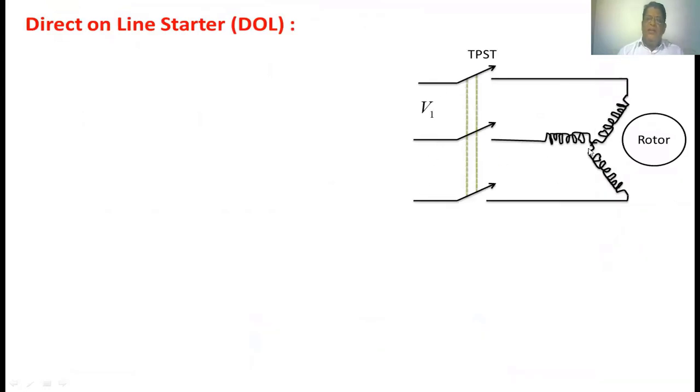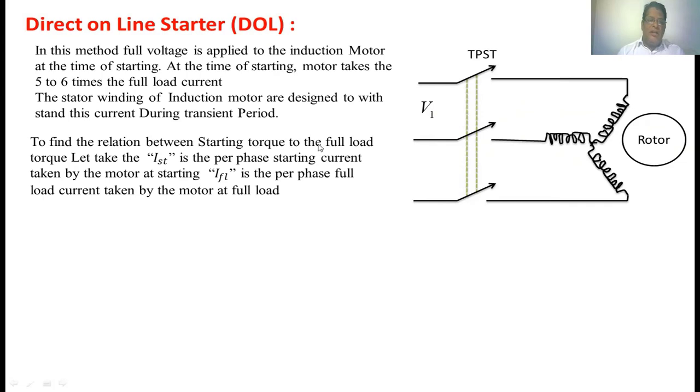The stator winding of the induction motor is designed in such a way that it is able to withstand the large amount of current taken by the induction motor from the supply for a short amount of time. Generally, we use the DOL starter for induction motors with power rating less than 5 HP. To find the relation between the starting torque and the full load torque, let us take ISC as the per phase starting current taken by the induction motor at the time of starting. IFL is the per phase full load current taken by the motor at full load.